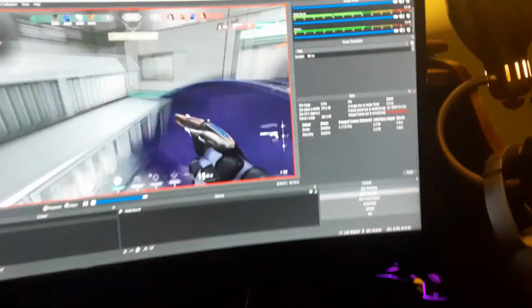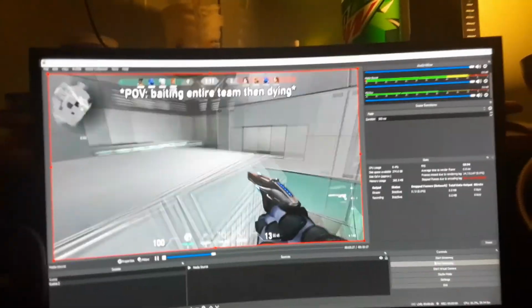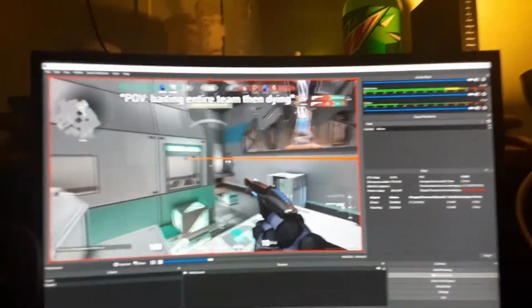Alright, so here's the thing. Let's say you're using your AMD GPU. There's a thing where you can change your bit rate. Well, you can go anywhere. If you're streaming to Twitch, you can go anywhere between 0 kilobits per second and 6,000 kilobits per second.